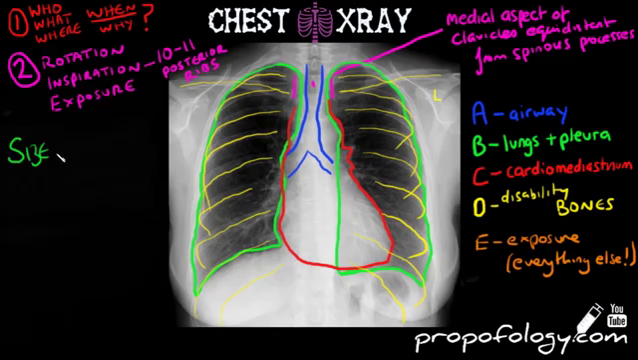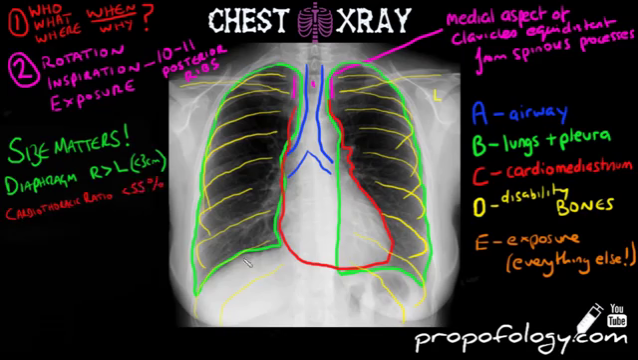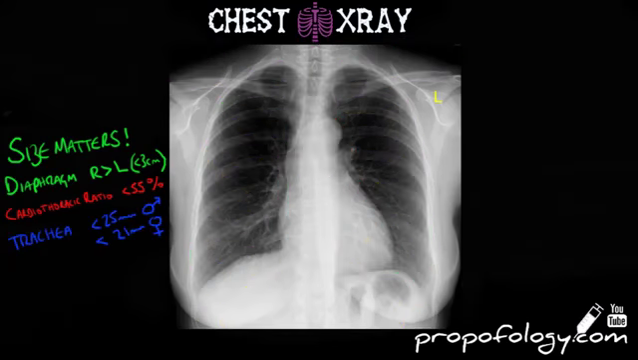Now that we've had a quick run around of the x-ray, we're going to start comparing sizes of different anatomical structures. So in the diaphragm, the right diaphragm should be higher than the left, but no more than 3 centimeters. In terms of the heart, the cardiothoracic ratio should be less than 55%, and what that means is that the heart should fill up no more than 55% of the thoracic cavity. The trachea should be less than 25 millimeters across in a man and less than 21 millimeters in a woman.